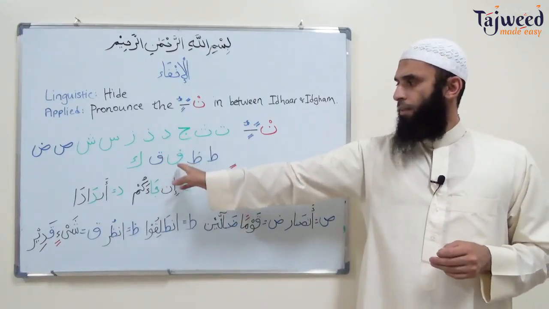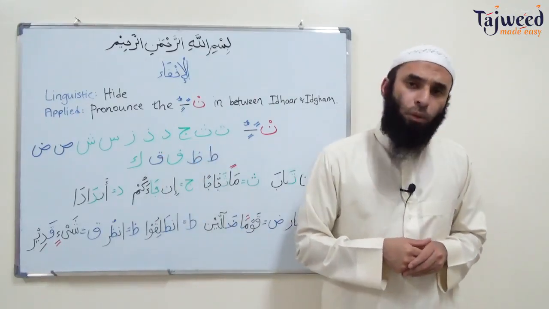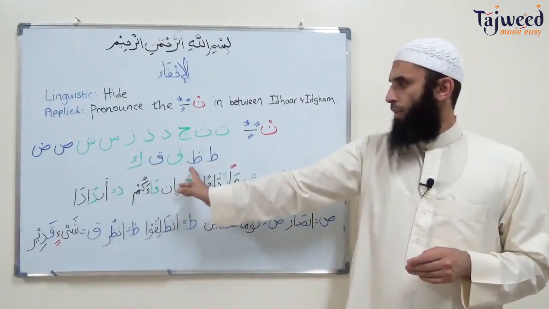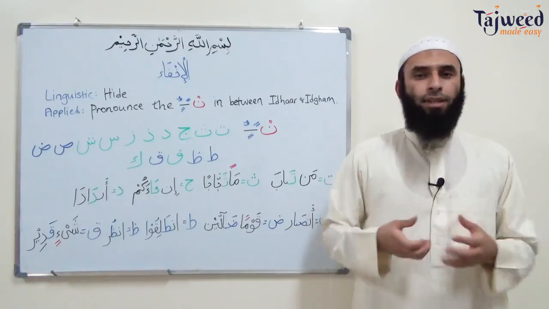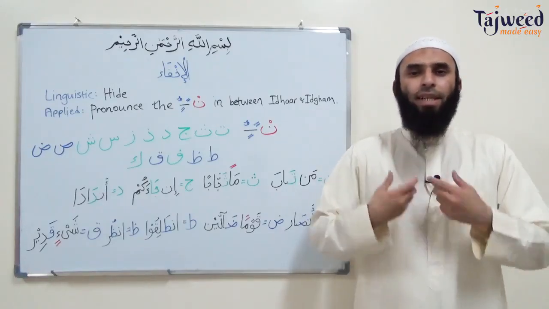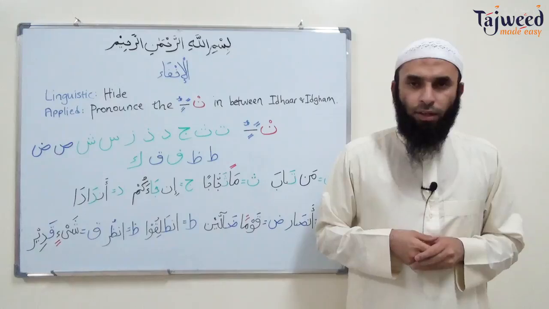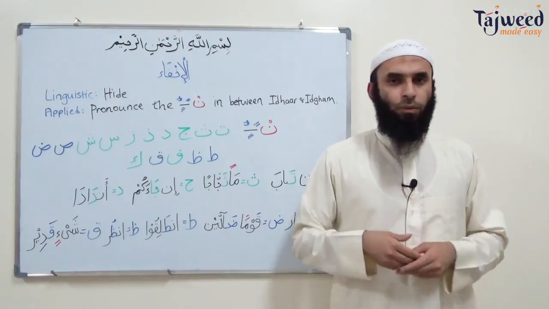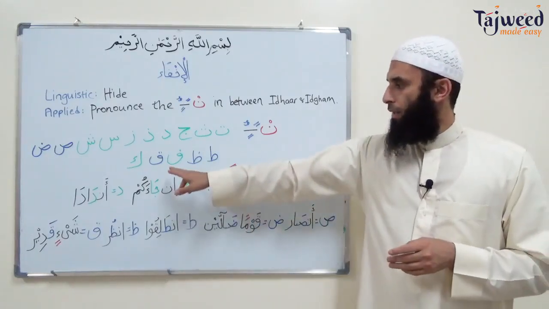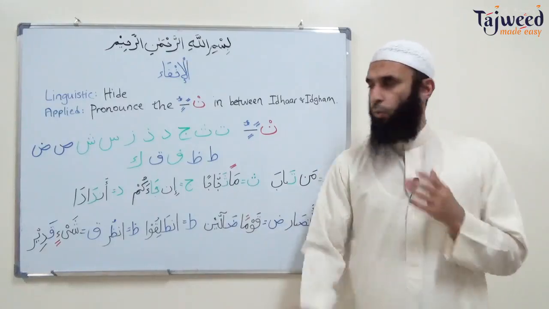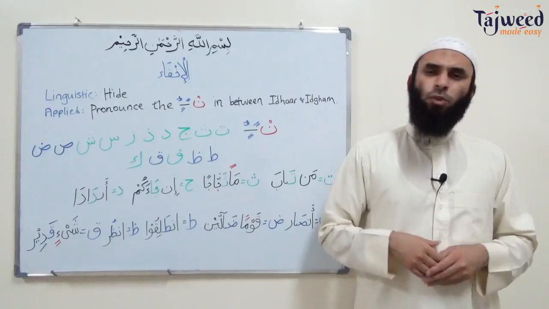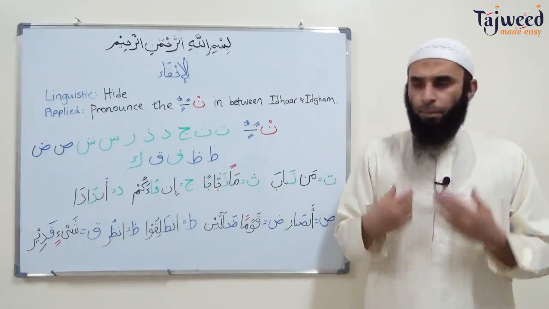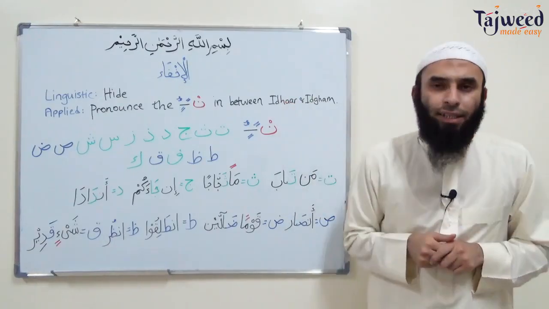The following letters, the 5 letters, I've highlighted in blue. 2 letters there, 2 letters here, and a qaf here. Why? Because these 5 letters are heavy letters. So when we do ikhfa with these letters, we're going to pronounce it in a heavier way. Inshallah, we'll find out how we do that. And fa and kaf. So when nun sakina or a tanween meets any of these letters, we're going to hide the nun by pronouncing it in between idhar and idgham.